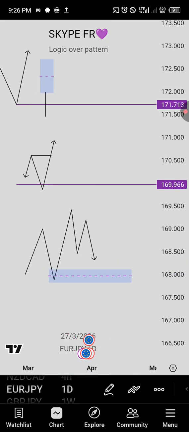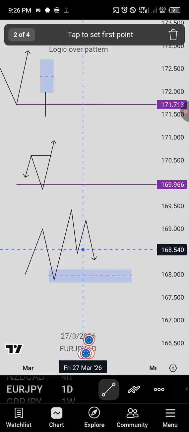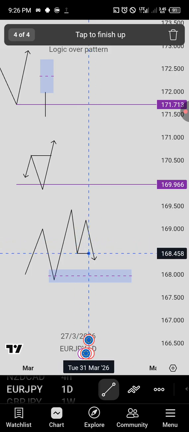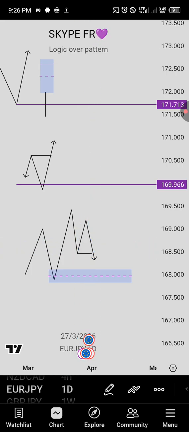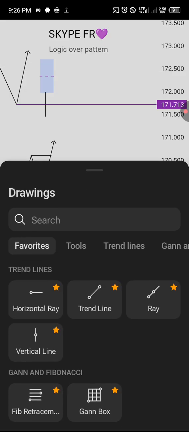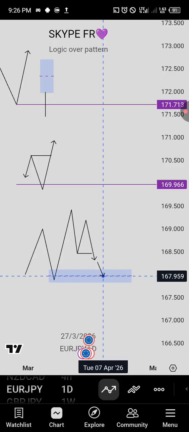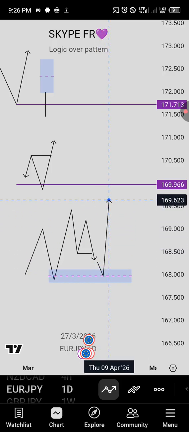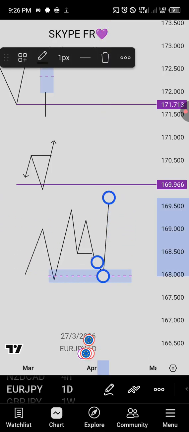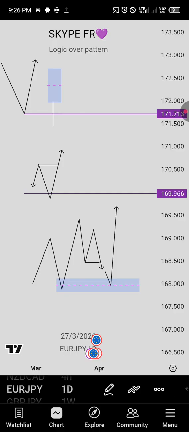Now remember, this should be on the 1 hour time frame. So this is our inducement, and this is our order block. The expectation is that price would get to the order block and then buy. Vice versa for sell.